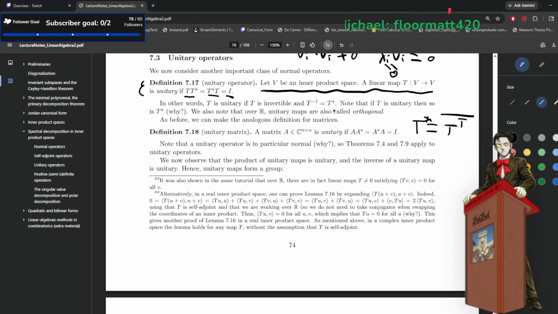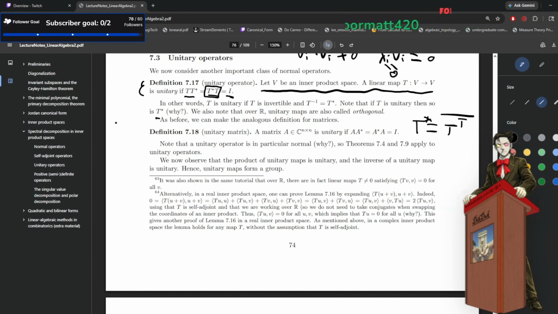Let's continue. Note that if T is unitary, then so is T star. Why? Well, for the same reason, because T star T is equal to T T star is equal to I. You just look at the middle piece and transform it to this piece, and then you just get I, which is pretty straightforward. I think it's important in textbooks or even in notes to make sure to stop the reader and ask why. It's actually quite important.